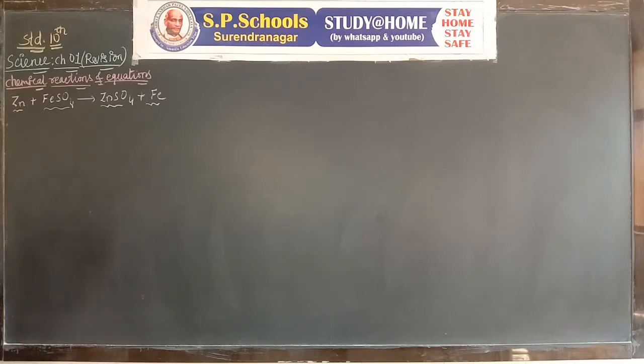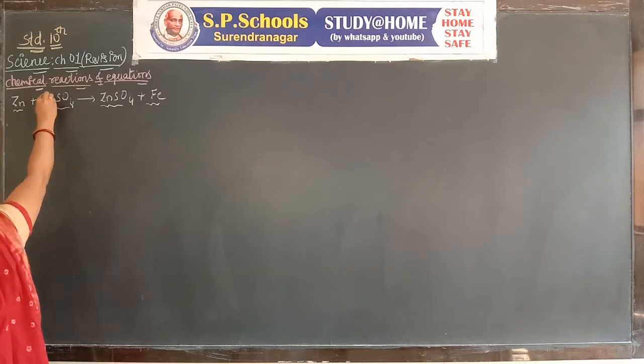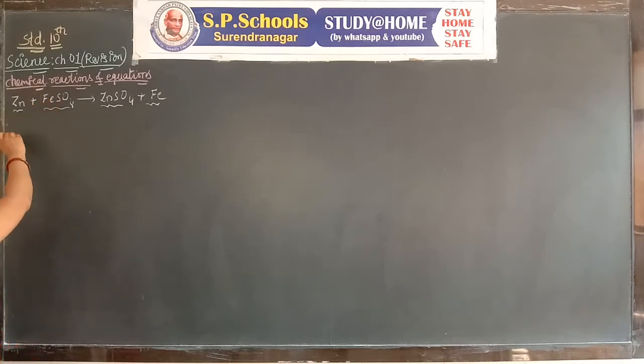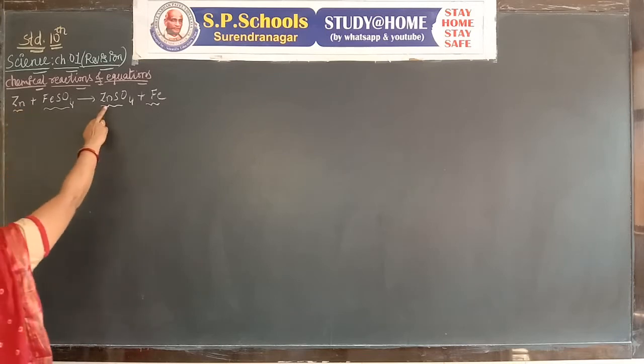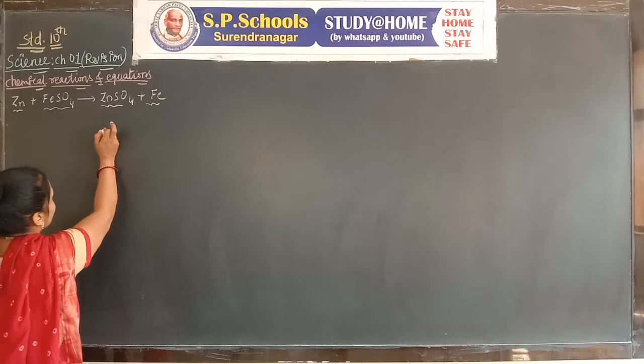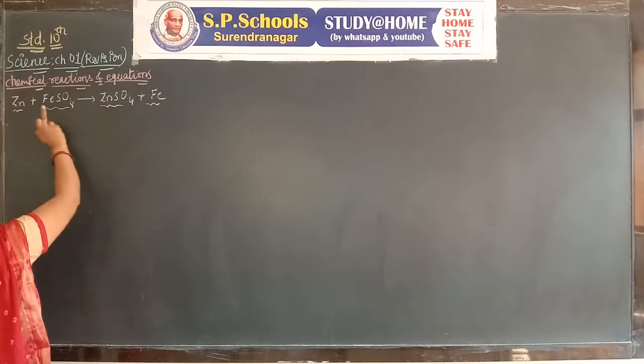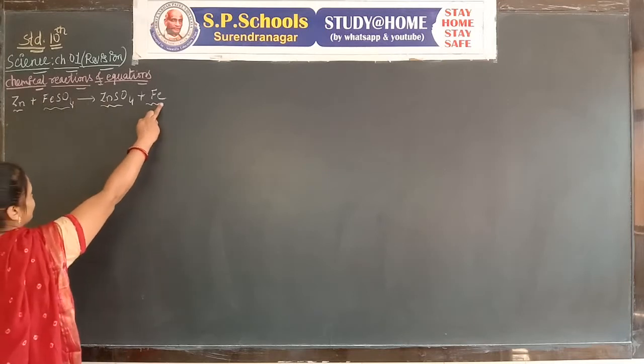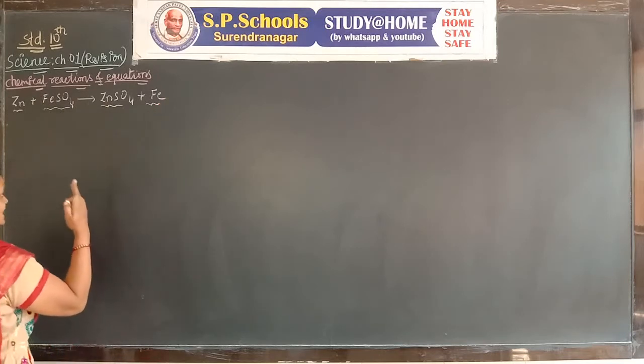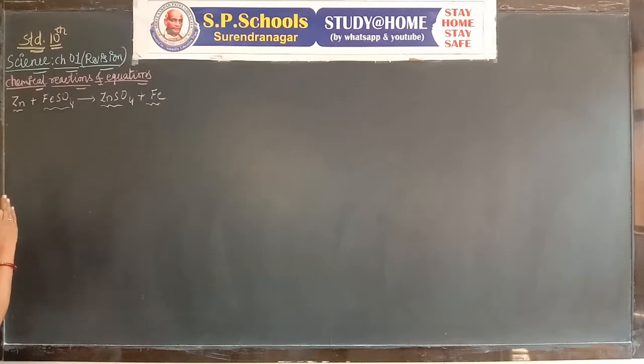We count the total number of elements or we count the number of combinations. Just like here the number of Zn will be 1. Here the number of Zn will be 1. Here the SO4 is 1. Here SO4 is 1. Here Fe is 1. Here Fe is 1. So this equation is already balanced.